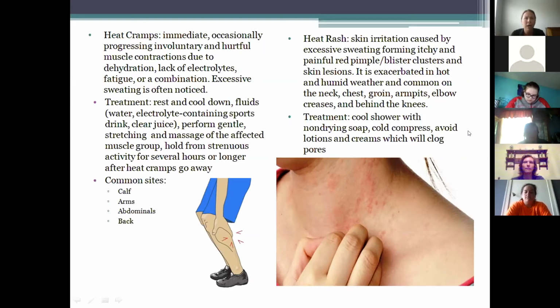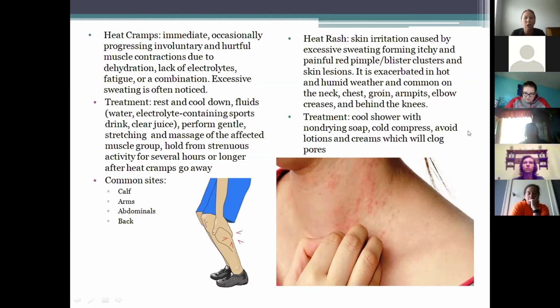Another more minor heat-related illness is heat rash, okay? A heat rash is skin irritation caused by excessive sweating, which forms itchy and painful red pimple or blister clusters and skin lesions. It is exacerbated in hot and humid weather and common on the neck, chest, groin, armpits, elbow creases, and even behind the knees. If this occurs, it's really not a limiting factor for the person, as long as they could tolerate it, continuing to practice or continuing to participate, that's okay.